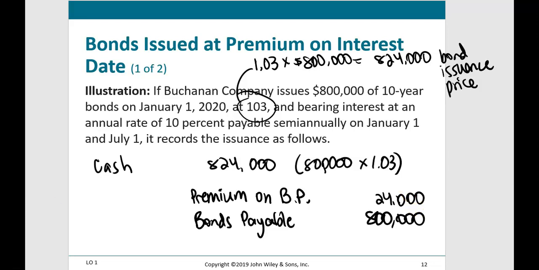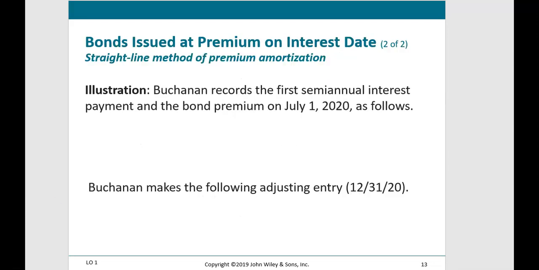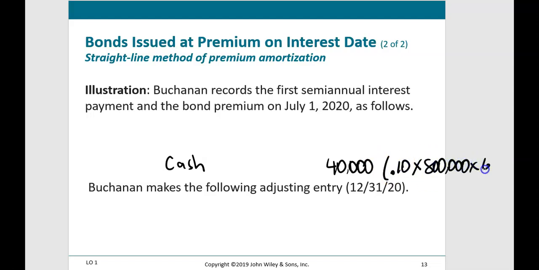Let's look at those journal entries here. Buchanan records the first semi-annual interest payment and the bond premium on July 1st, 2020 as follows. So again, start with what we know, the cash payment, that's the easy part, 40,000. Same as we saw before, because this is a 10% bond on 800,000 face value, semi-annually, so 6 out of 12. Interest expense is some amount.